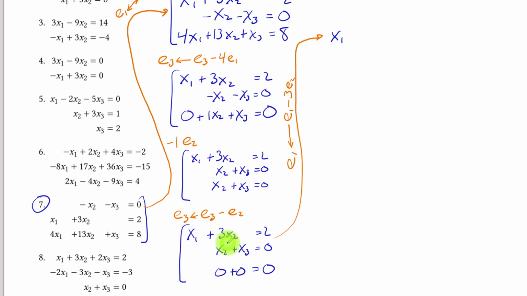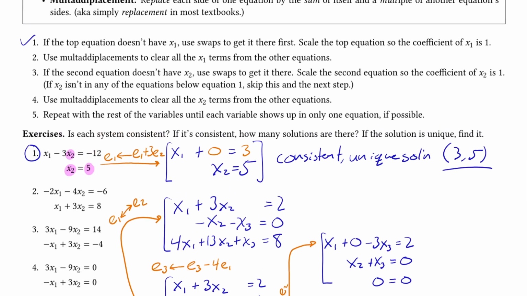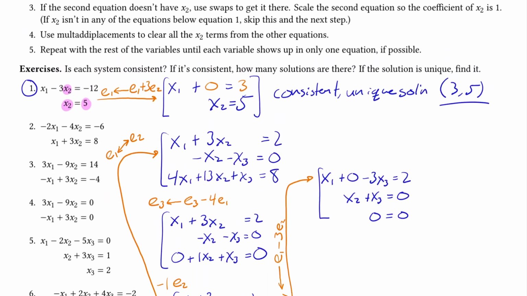And then we're going to do 3x2 minus 3 times x2. That's 0x2. And then 0x3 minus 3x3 will be minus 3x3 equals 2 minus 3 times 0, which is 2. And equations 2 and 3 are unchanged. Okay, so this is now as reduced as we can get it, as we've eliminated as much as we can.